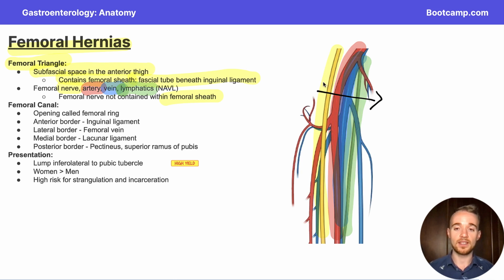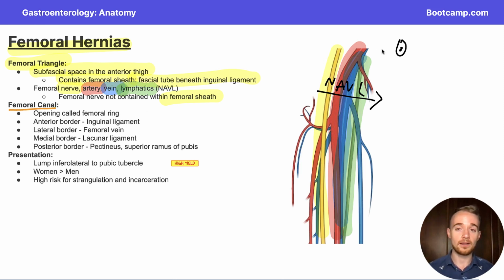So as we move this way, we're going to have our nerve, our artery, our vein, and our lymphatics, which of course spells out navel. And so we're thinking about navel, our umbilicus. As we move this way towards our umbilicus, we're going to spell out navel, and that is the order in which these appear. Now that we're done talking about our gross anatomy, let's talk about the femoral canal.